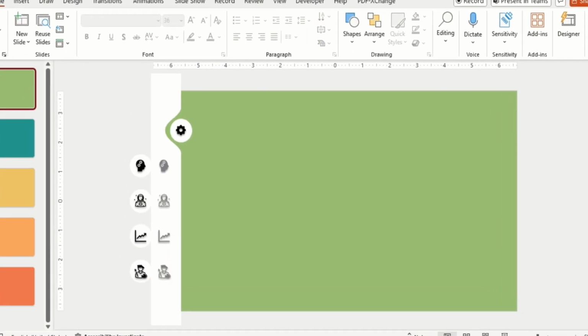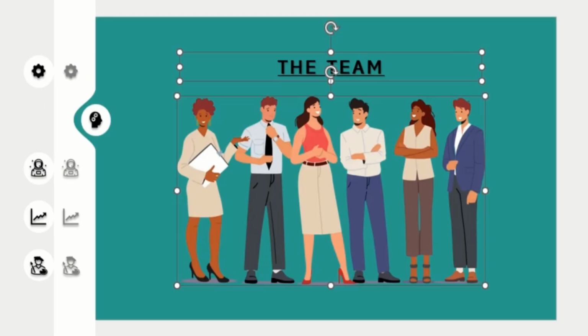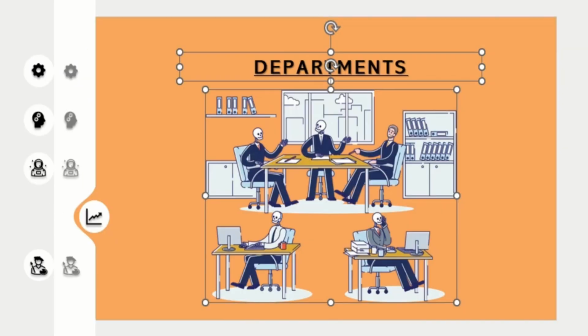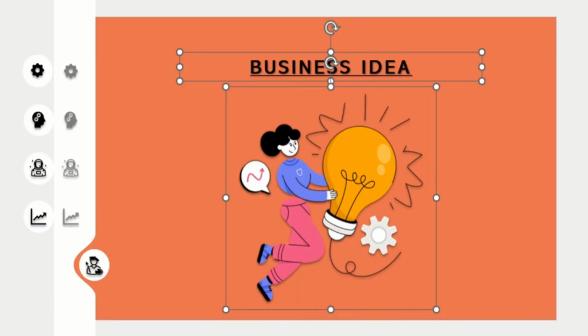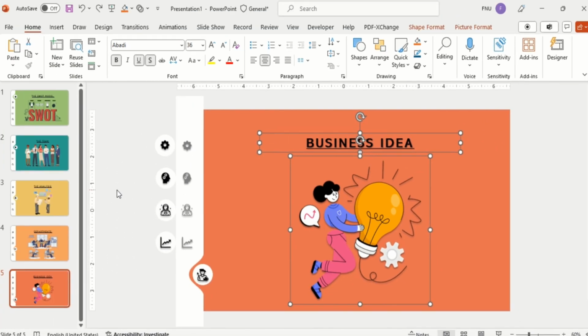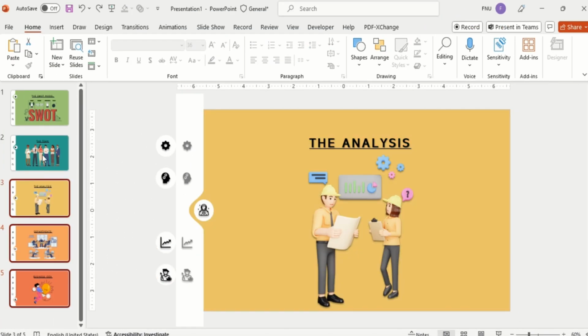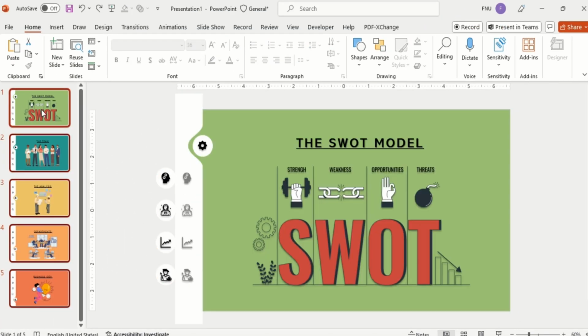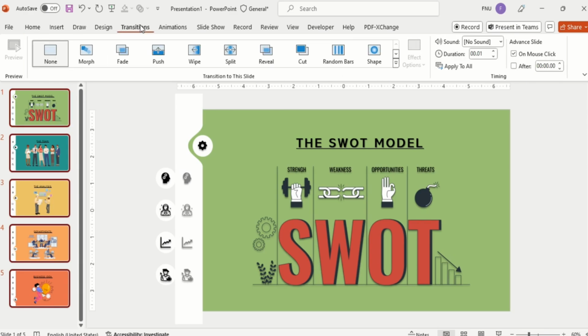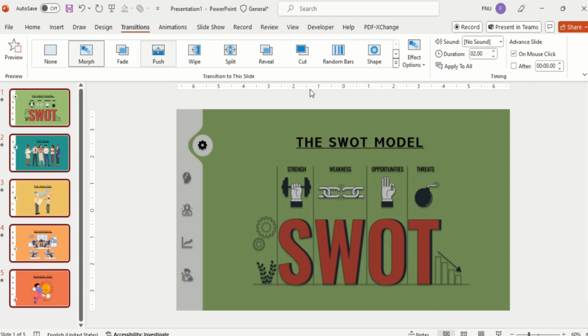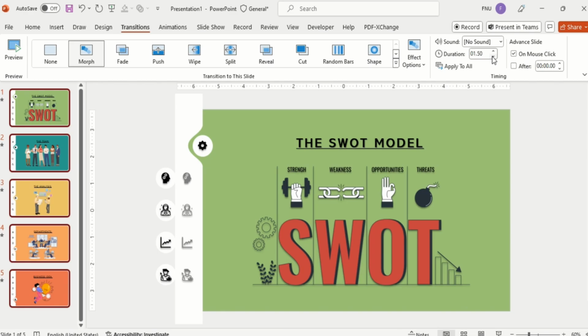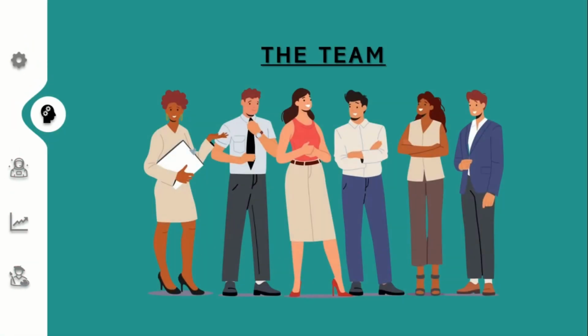Now insert the content on all slides. Then select all slides. You can also press Ctrl+A to select all slides in one go, or you can also select one by one. Then go to Transition tab and apply Morph Transition. Reduce the duration to 50 seconds here. And here you go.